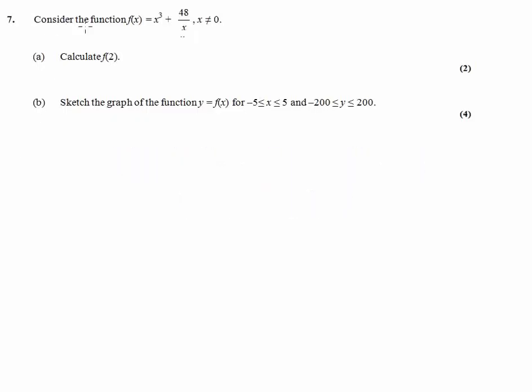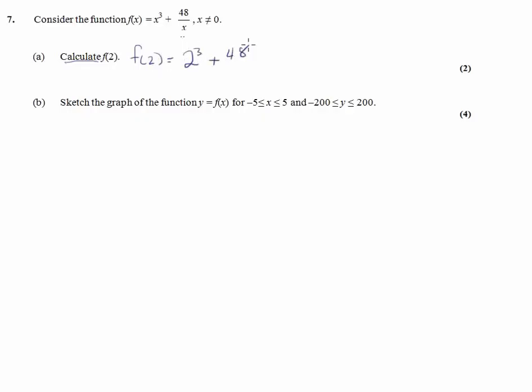This question is a mixed function. There's a cube and a reciprocal. It tells me x is not equal to 0, which is a clue that there's an asymptote. But the first thing they want you to do is calculate the value of the function at 2. And when they use the word calculate, you do need to write down some work.